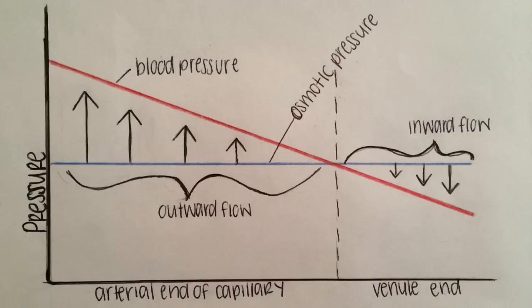This drawing is just a simple graph showing the blood pressure on the arterial end is greater than the osmotic pressure, and so fluid flows out of the capillary into the interstitial fluid. And on the venule side, blood pressure is less than osmotic pressure, and so the fluid flows from the interstitial fluid into the capillary.